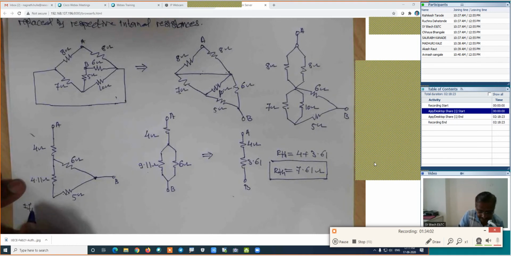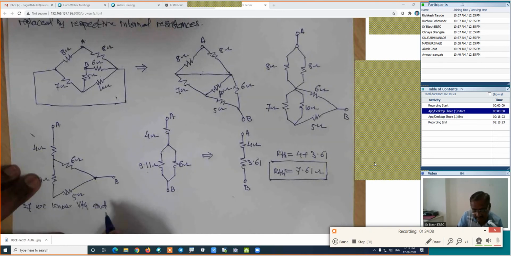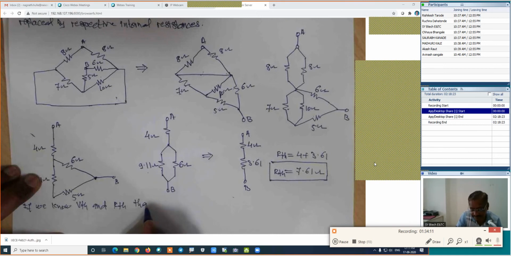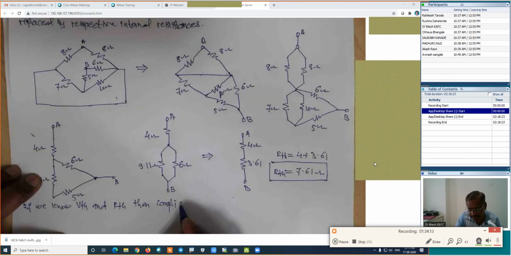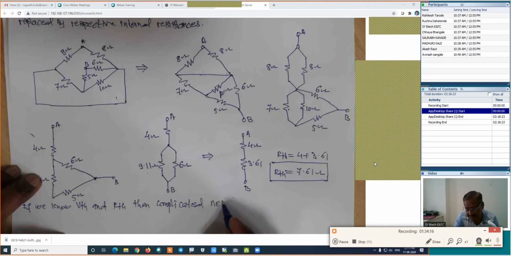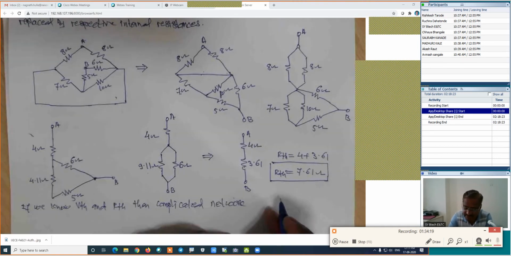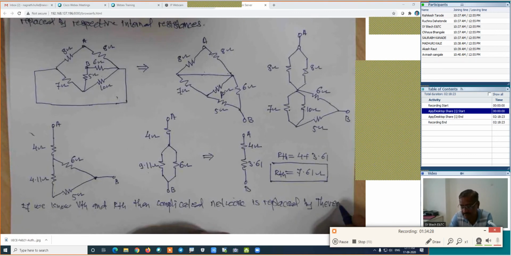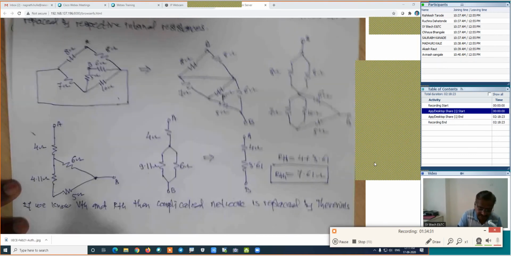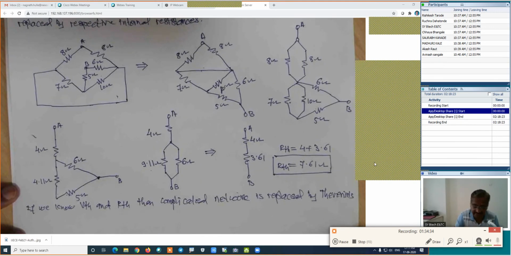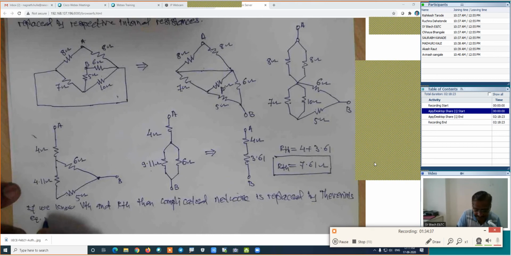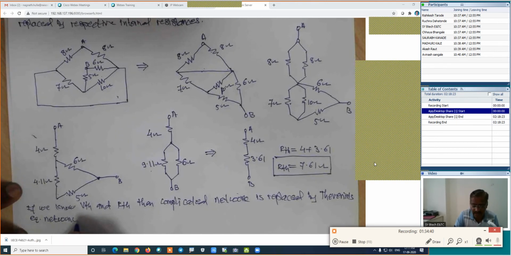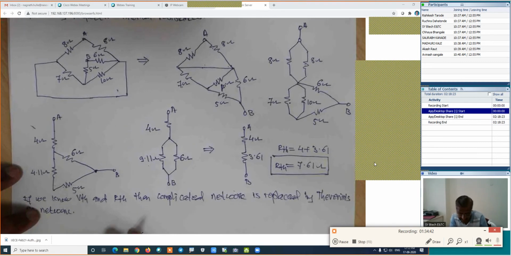If we know VTH and RTH, then complicated network is replaced by Thevenin's equivalent network. How will be the Thevenin's equivalent network in this case?